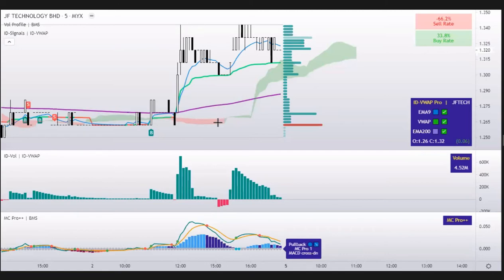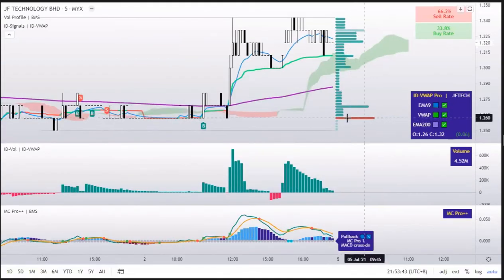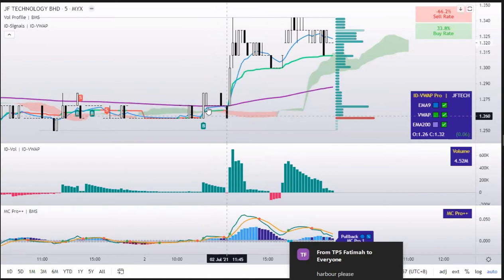Sifu Chai bought at 1.26 at the POC area. This red line here is the POC area, the point of control, from the volume profile. When the price is able to close above the POC area, it means the bulls have won the battle here. The bulls are strong, then the price will move up.